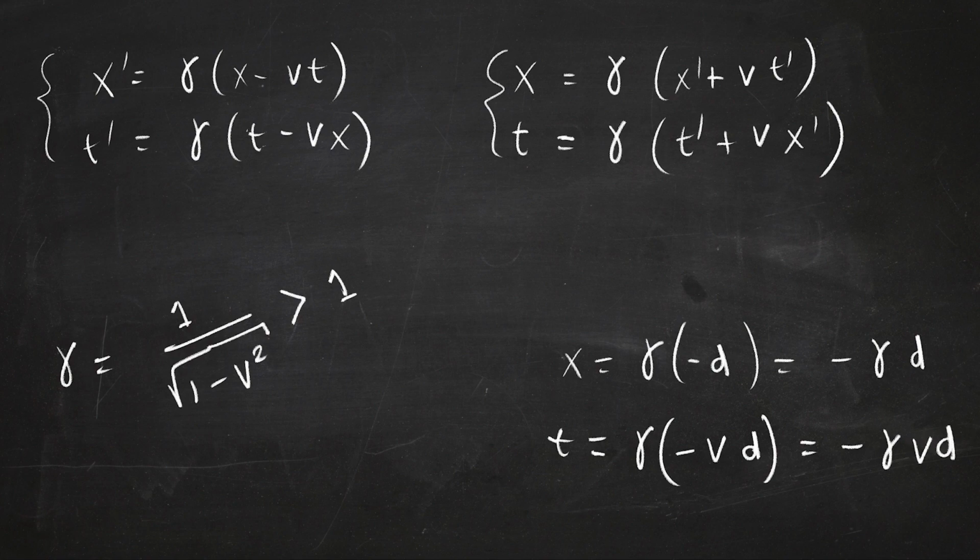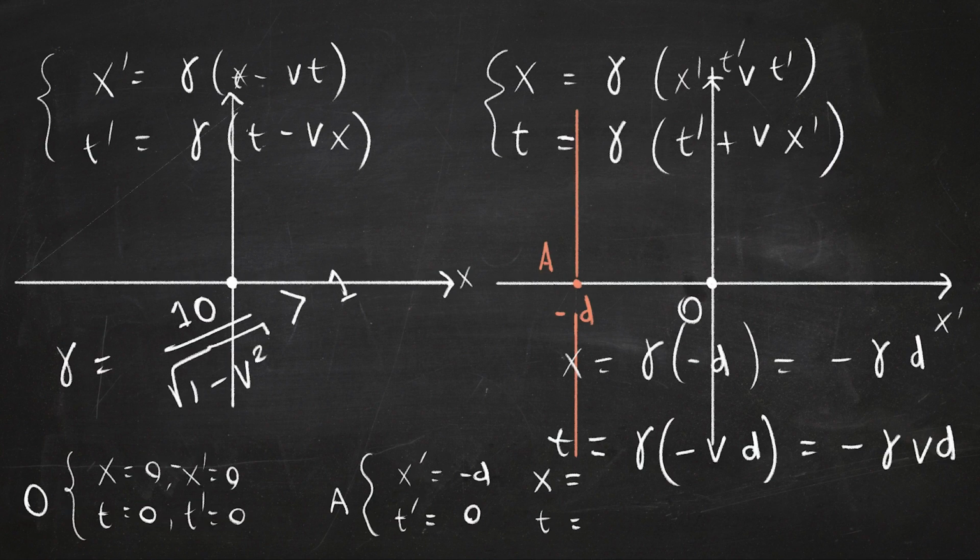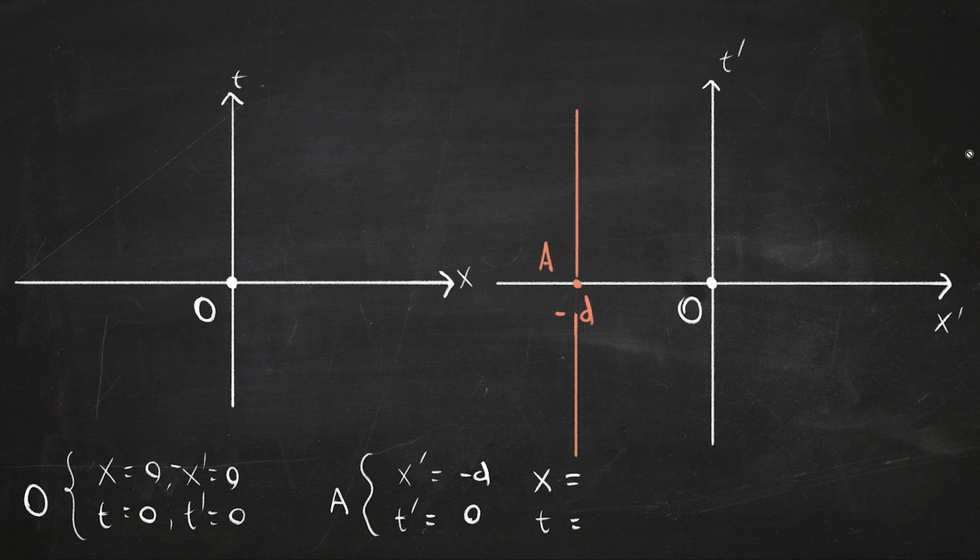So that is the event A in the unprime frame: negative gamma d and negative gamma vd, which seems kind of weird, right? But it does check out. So the time is now negative, so it's going to be down here, right? Yeah, so this is negative gamma d right there, and this is the negative gamma vd. So that's the event A. So you can do this kind of stuff.